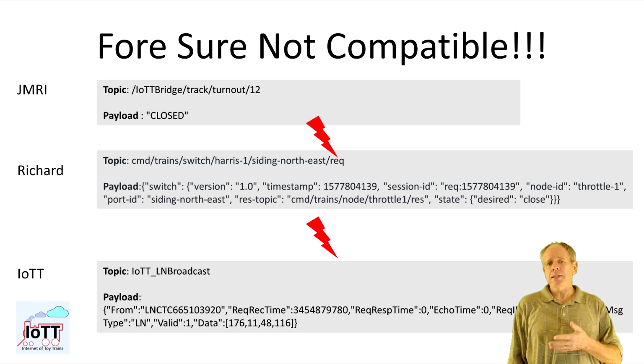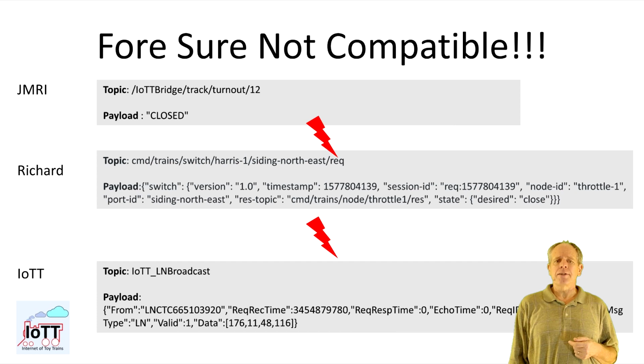Content-wise, it has a message type, some message-related information like version, timestamp, session ID and node ID, which appears to be the sender of the message. And then the command data itself, port ID probably being the switch address and the desired new status.